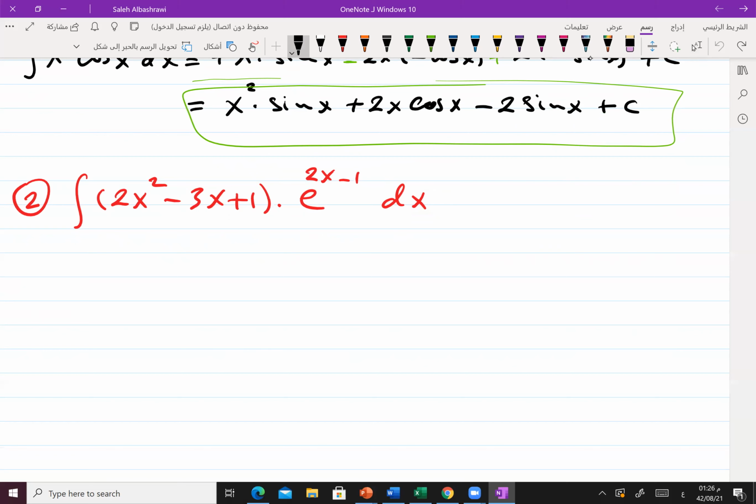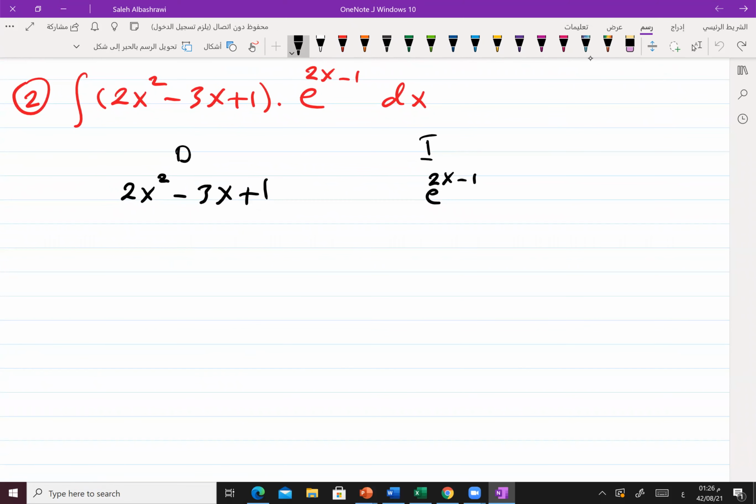Now I will choose the first function. It is 2x squared minus 3x plus 1, and e to the power 2x minus 1. So I will differentiate this one and integrate. Differentiate and integrate.